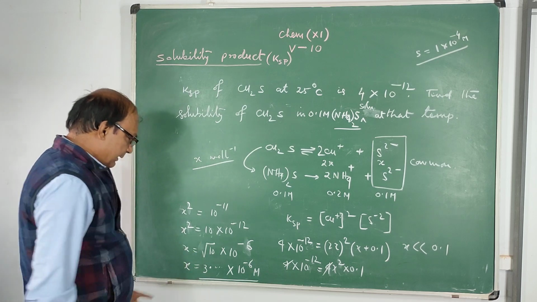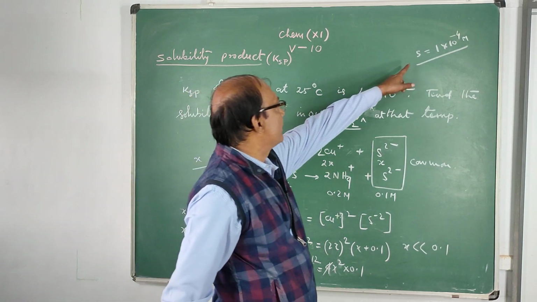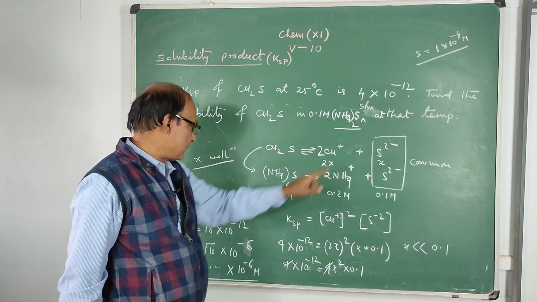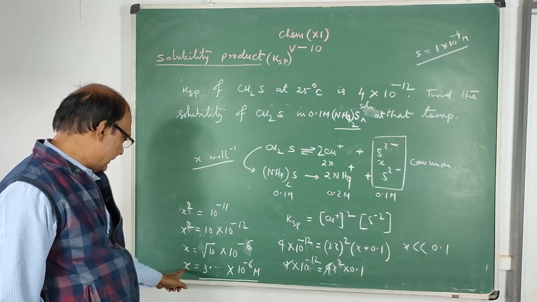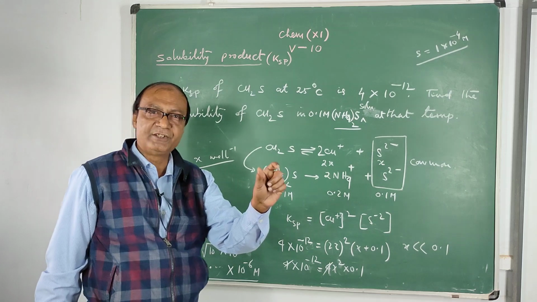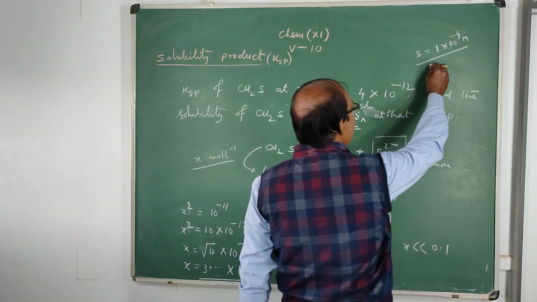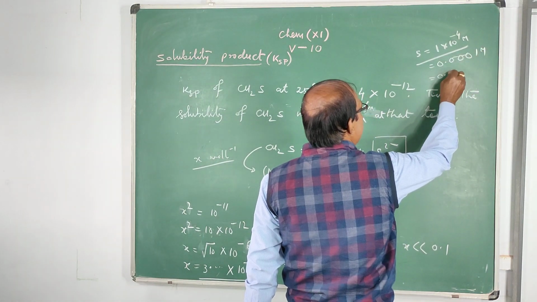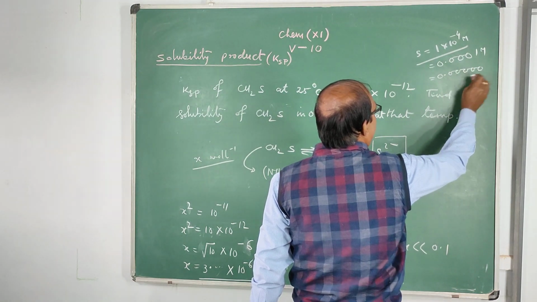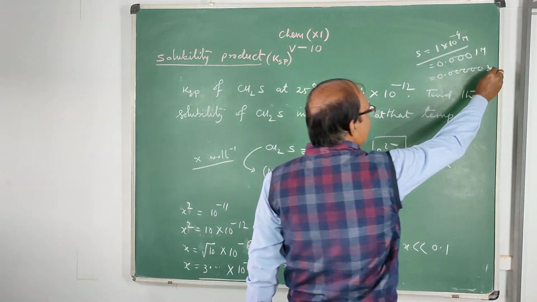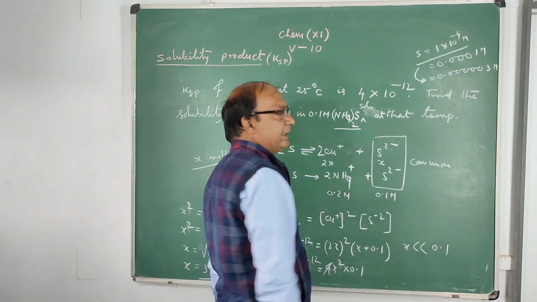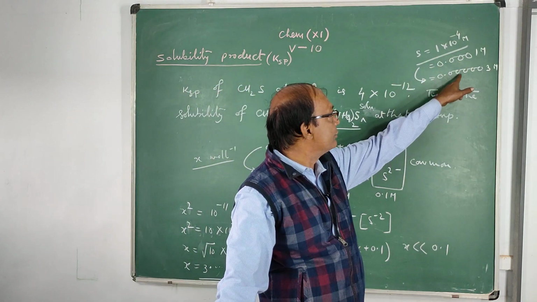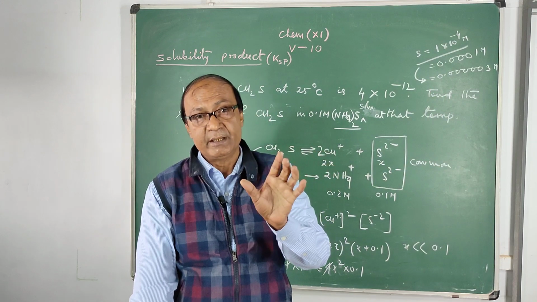So see the value. In water, the solubility of cuprous sulfide is 1 into 10 to the power minus 4. In 0.1 molar ammonium sulfide solution, the solubility of cuprous sulfide is 3 into 10 to the power minus 6. How much is it decreased? In water it is 0.0001 molarity, and it is 0.000003 molarity here. So notice the decrease. This is the common ion effect.